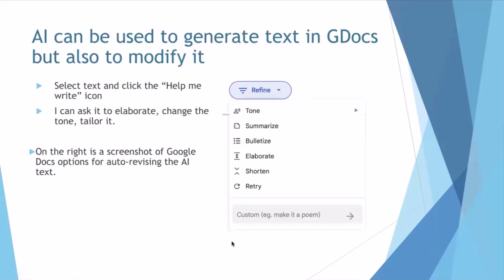And it's not just about generating the text, it's about selecting the text and then getting AI to suggest ways to change it. So changing the tone, summarizing, elaborating, shortening, or you can give it your own custom request for revision, right? So we're seeing this way in which it's very enmeshed, and it might be difficult to separate what's the AI and what's the human.